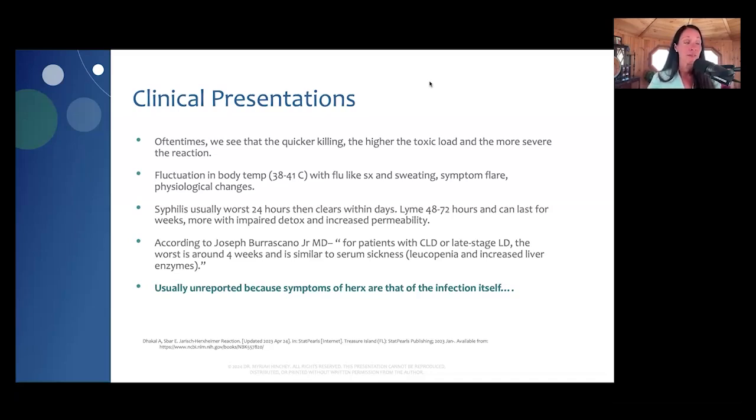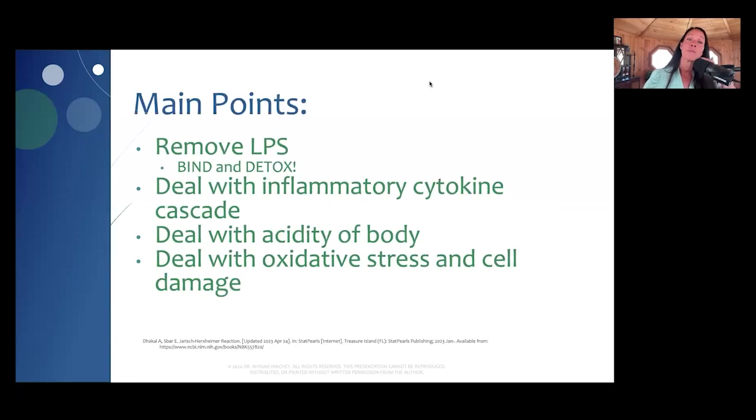It's that you're effectively killing these organisms, but your routes of detoxification and elimination are not functioning as much as we need them to. And so you're having this toxic accumulation inside of the body. And so, really, we need to focus on undoing what is happening to be able to deal with that Herx. So, the main points are remove the LPS, right? So, that's what starts this whole phenomenon. So, we need to make sure that we are binding it and we are detoxifying it and removing it from the body.